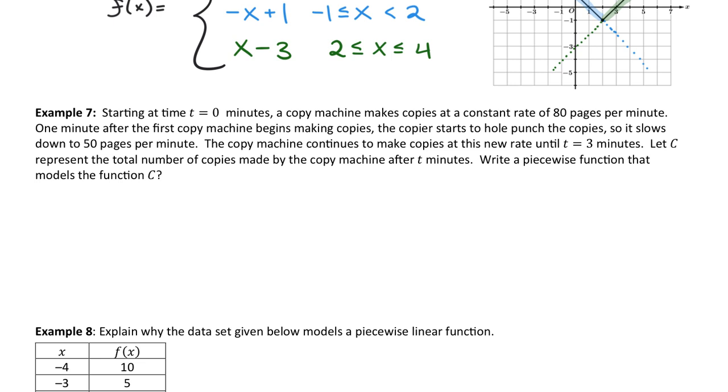So do you notice that in this scenario, we have like 2 parts? We have the first minute, where it's only one copy machine going at 80 pages per minute.